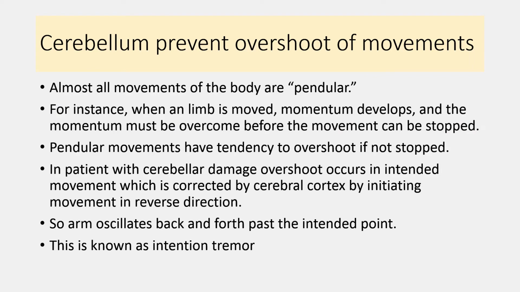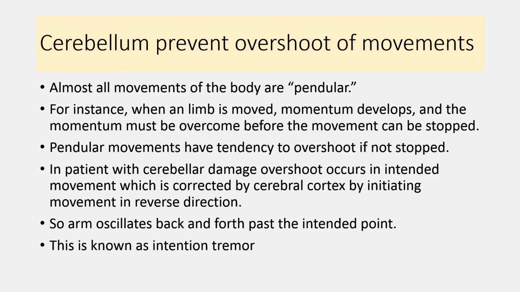Cerebellum prevents overshoot of the movements. So the cerebellum prevents overshoot by the damping mechanism. Now almost all the movements in the body are pendular. So whenever a limb is moved, first of all momentum develops, and the momentum must be overcome before the movement can be stopped. Now pendular movements have a tendency to overshoot if not stopped.